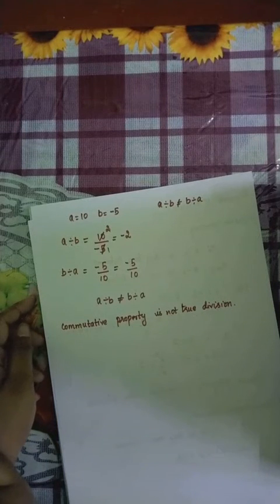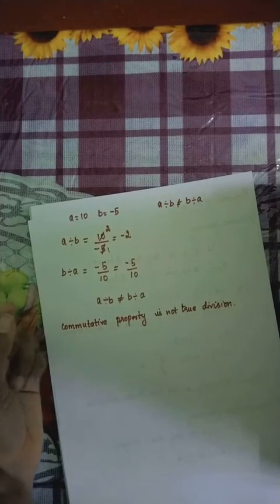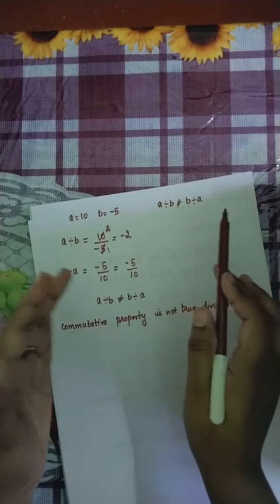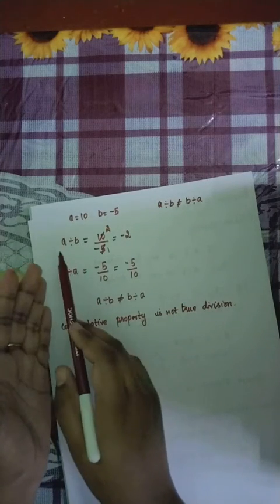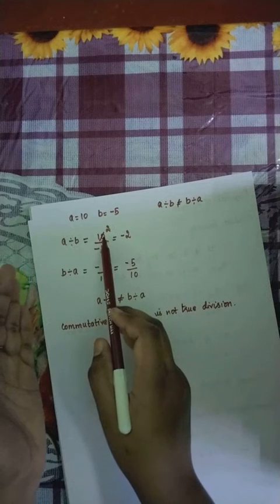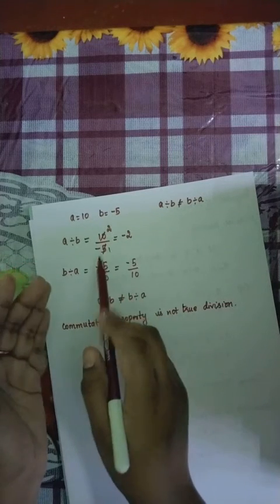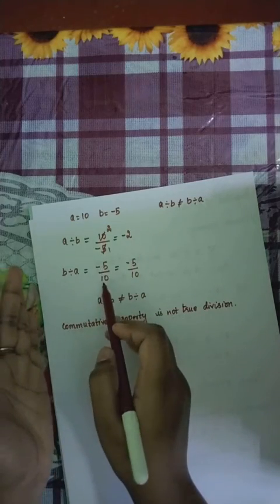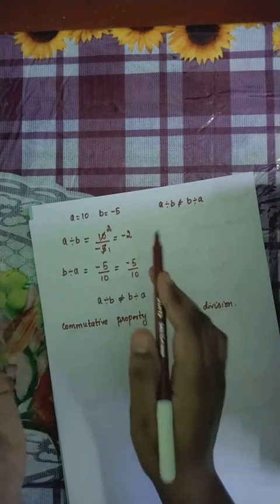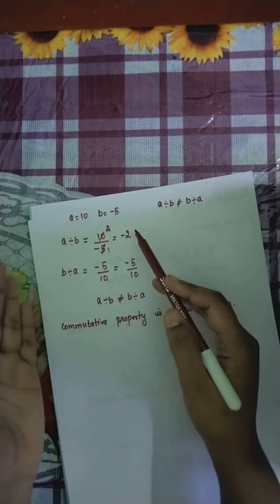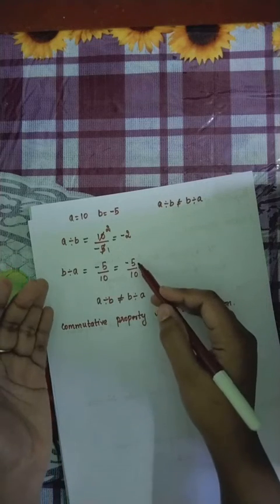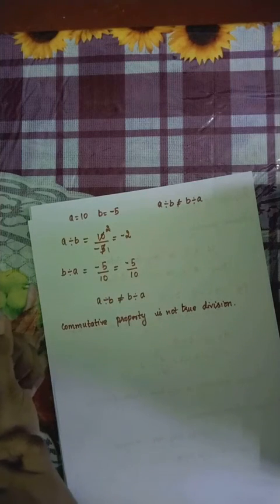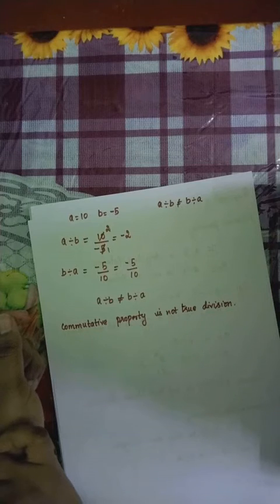This is our second property here. If we take any two integers, that is A comma B, then we need to prove A divided by B is not equal to B divided by A. First we found A divided by B. Value for A is 10, value for B is minus 5. When you divide both the numbers, the final answer is minus 2. Next B divided by A: minus 5 by 10, we can't divide; it is a fraction. Now check whether both answers are the same. For the first step we got minus 2, here minus 5 by 10. The answers are not the same. So commutative property is not true under division. Understand?